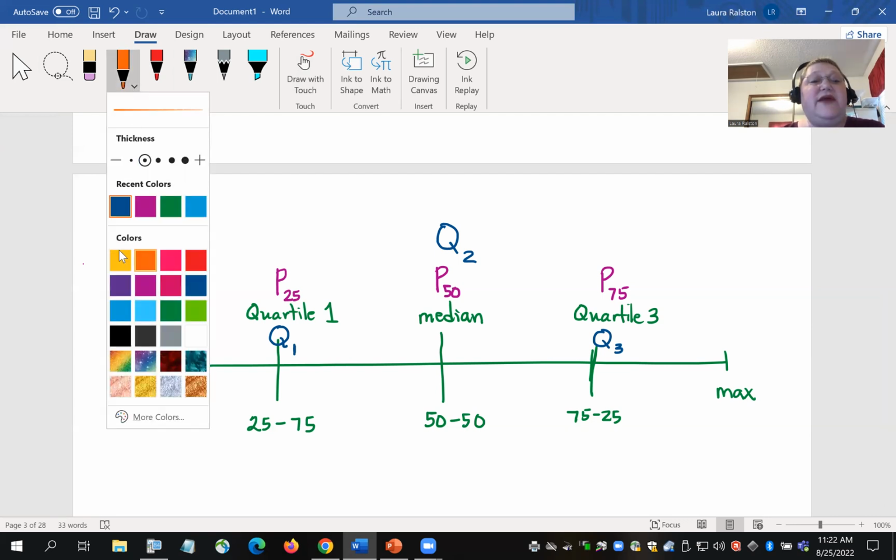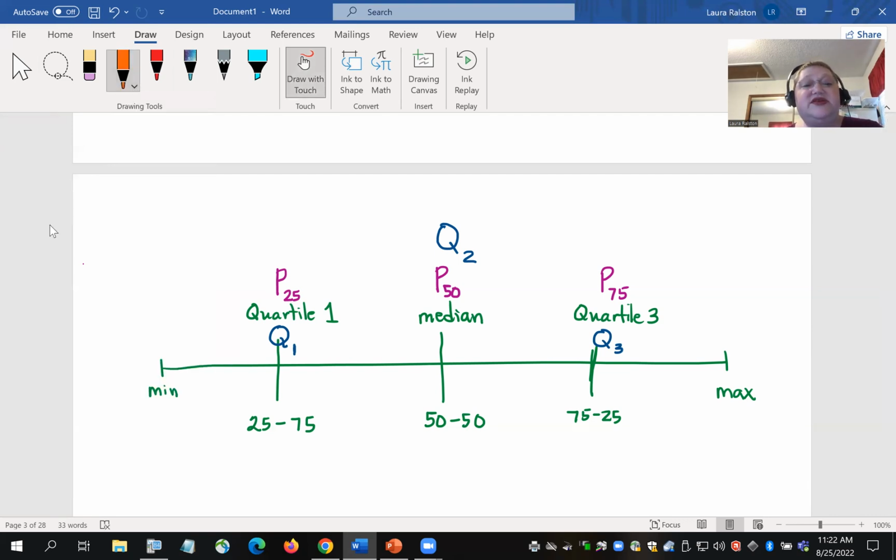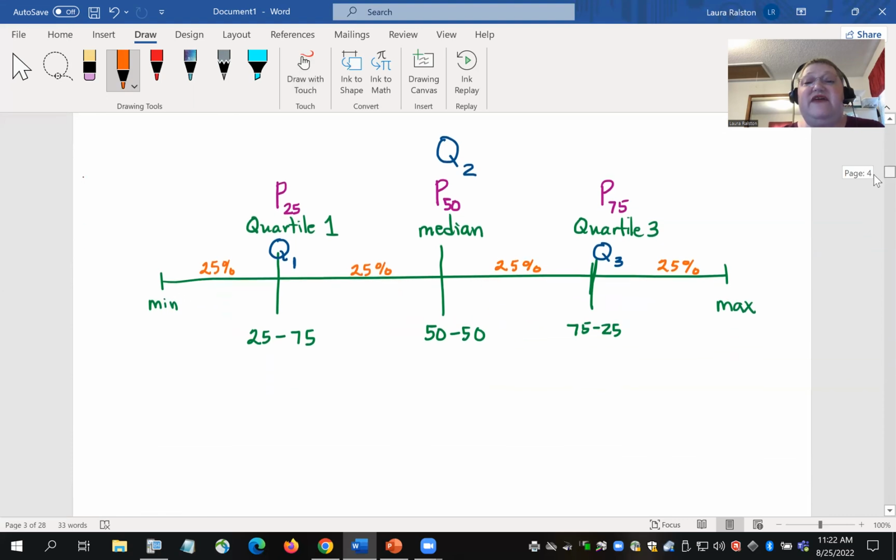And so again, what has happened is we've divided our data set so that between the minimum and quartile 1, there is 25% of the data. Between quartile 1 and the median, we have another 25%. Between the median and quartile 3 is a third 25%. And between quartile 3 and the maximum is the final 25%, so that each group, if you will, contains 25%.